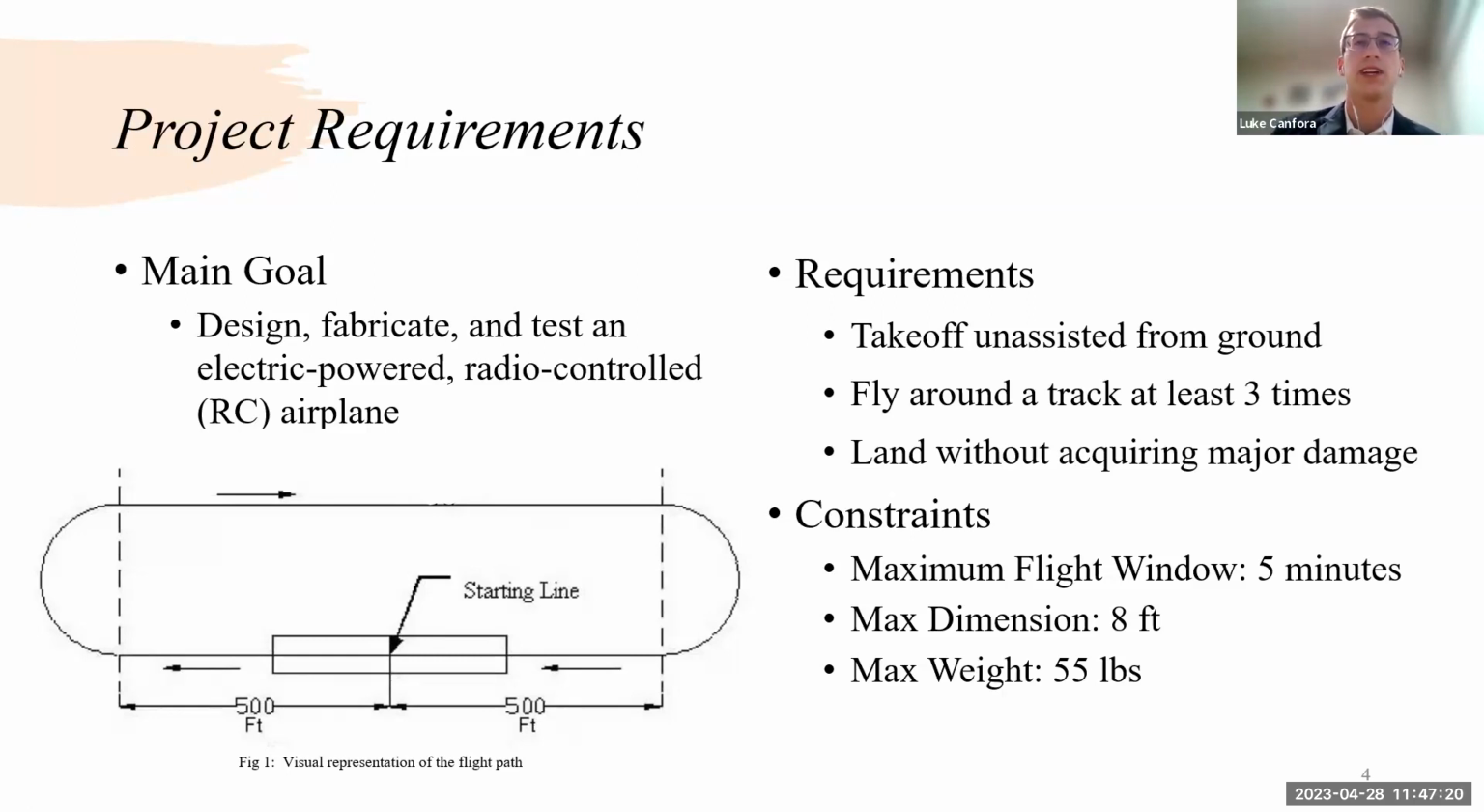We also had some constraints on the flight and the aircraft itself. The maximum time for the flight was 5 minutes. And also we had maximum dimensions for the aircraft in any direction at 8 feet. That included wingspan or nose to tail. And we also had a maximum weight of 55 pounds, but that ended up being a very large constraint, and we didn't reach that high at all.